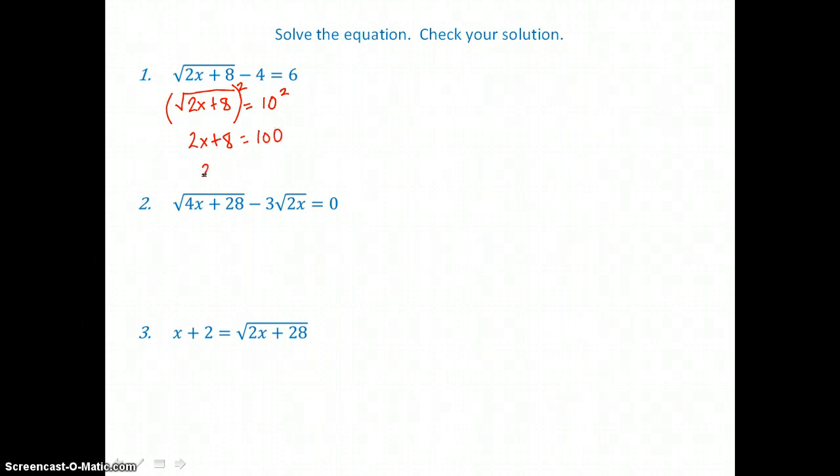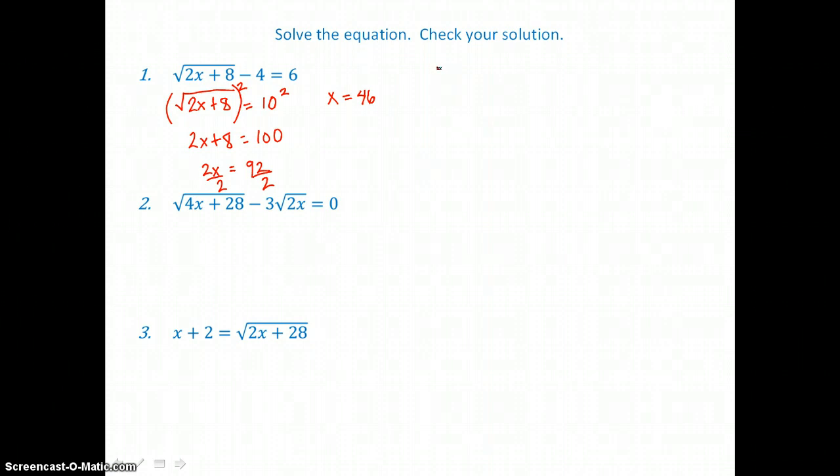And now I can subtract 8 from both sides, leaving my x term alone. So I have 92 on the right. And the last step is to divide both sides by 2 to get x alone. So x should equal 46.